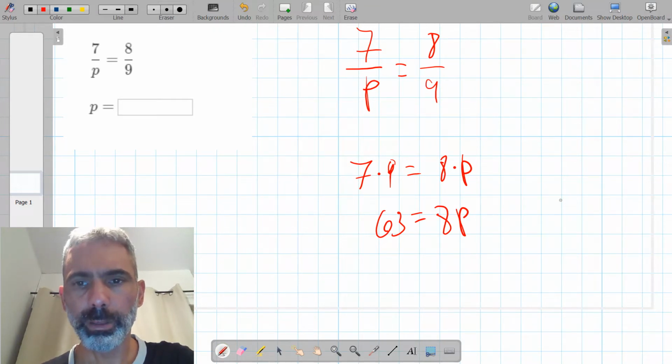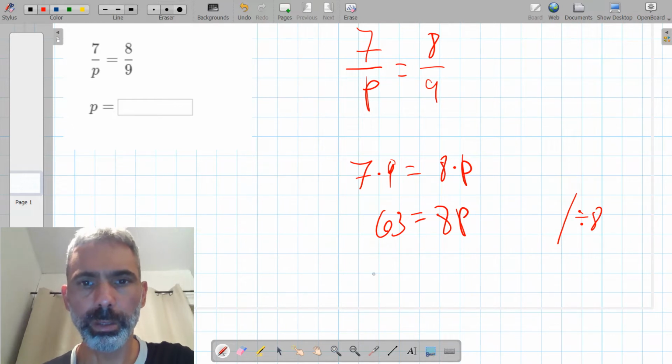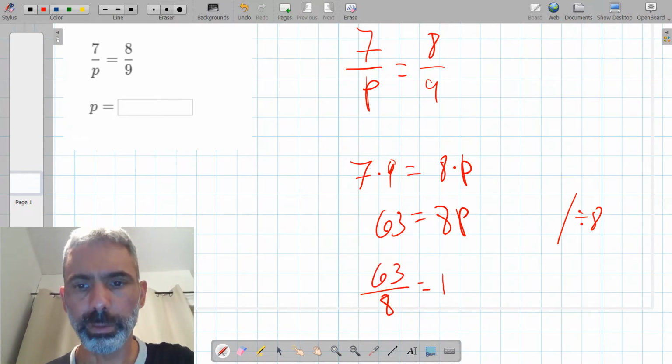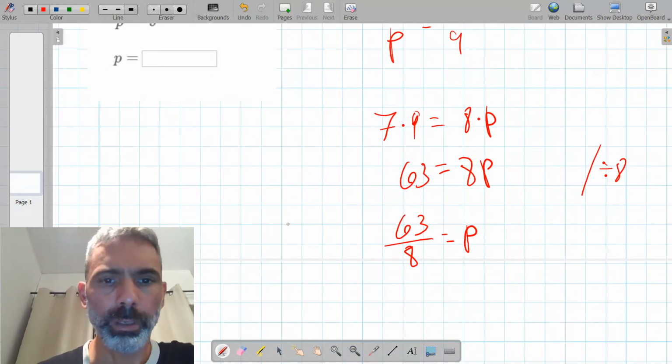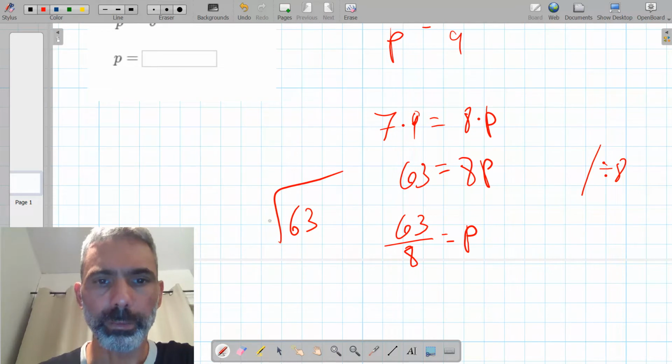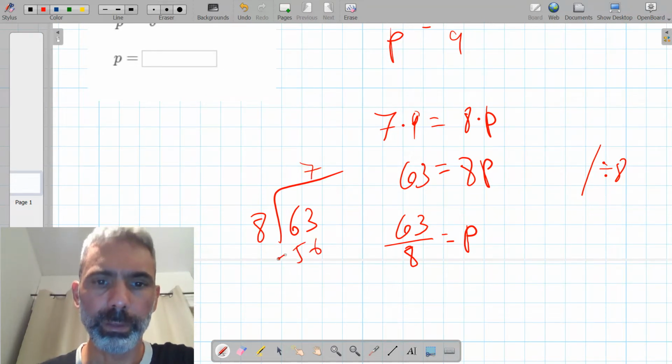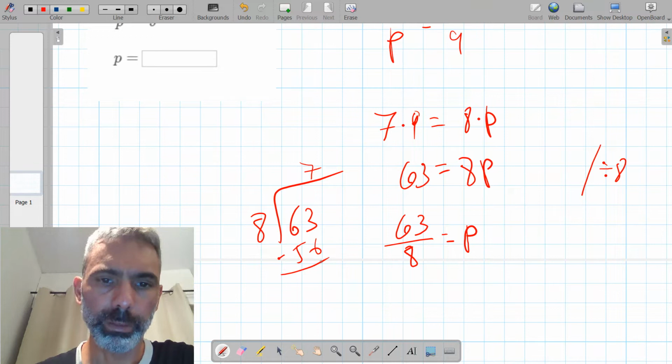So to isolate the p, we need to divide both sides of the equation by 8. 63 divided by 8 equals p. 63 divided by 8 is... 7 times 8 is 56. The difference is 7.